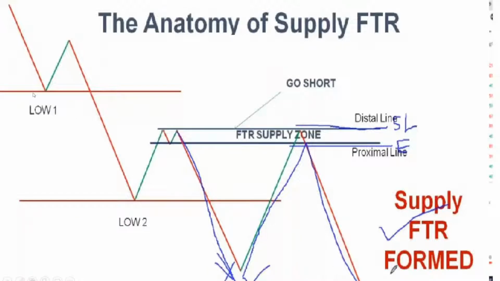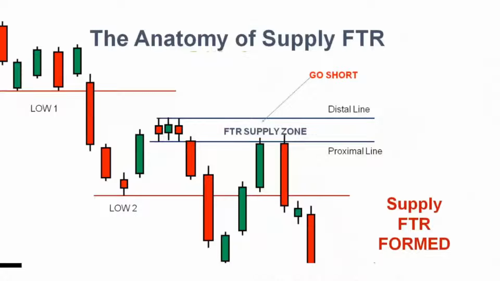So the key points are that there is a low, that is low 1. When this low 1 gets broken, we again get a low 2, and after this low 2, before breaking it, it forms a zone, and it again breaks. Then this zone is known as the FTR supply zone, and whenever price again goes to this zone, the selling happens.